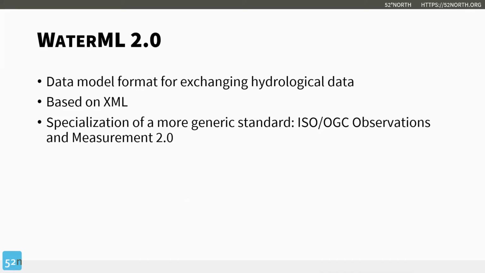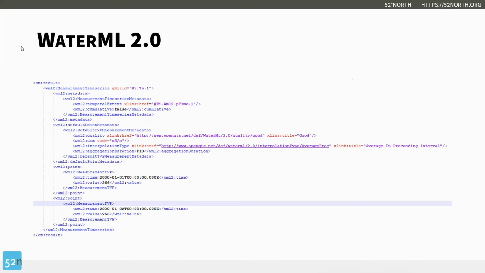It's also based on XML and has been designed by quite a lot of players from the hydrology community, who have been working to find a more efficient way that is optimized for the transmission of hydrological data. I will just give you one short example here. WaterML also has different types of encodings, and the core feature is that WaterML considers data as time series.